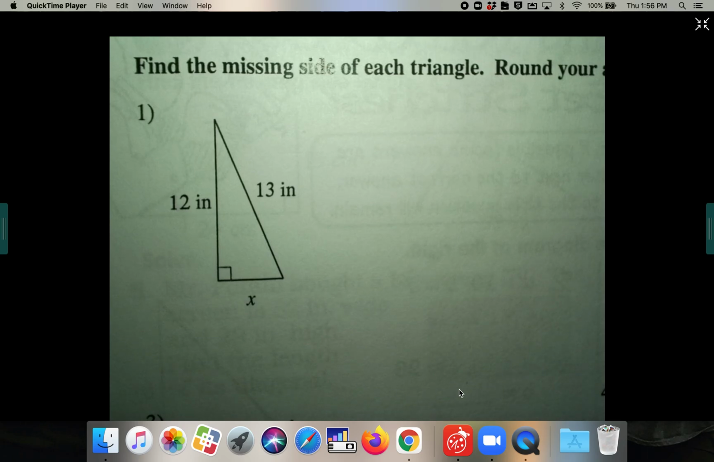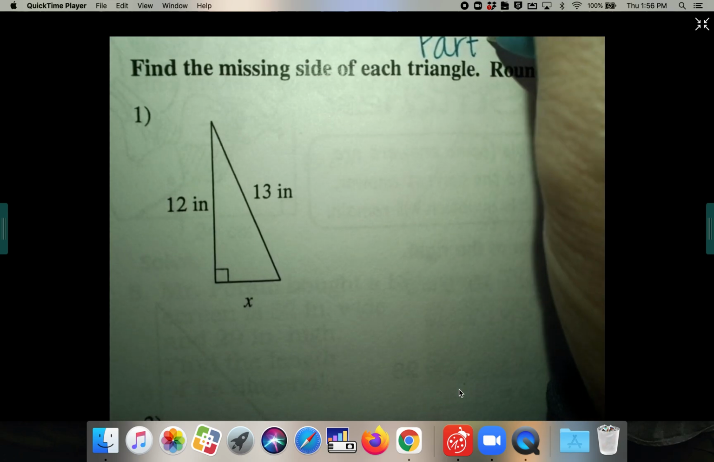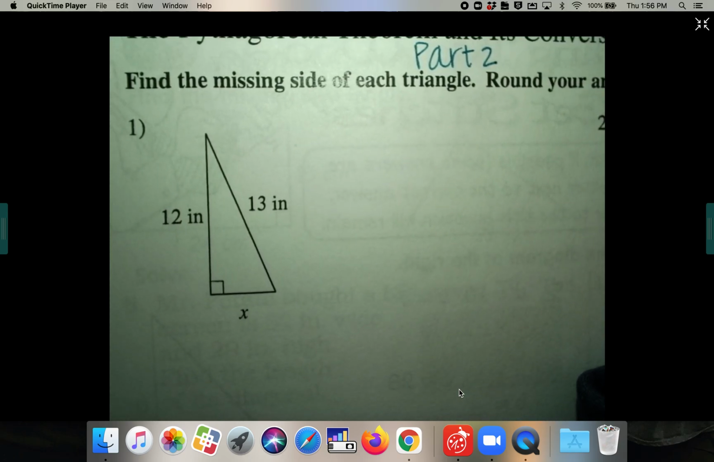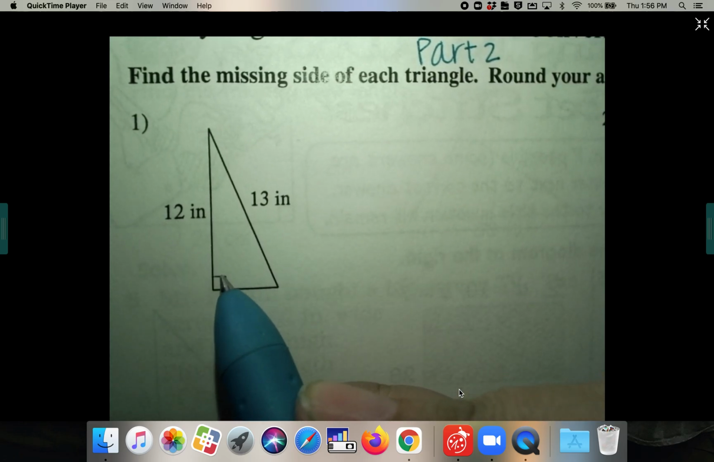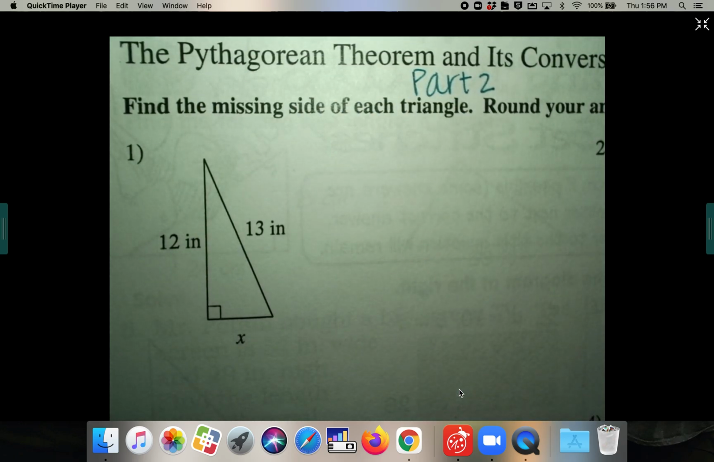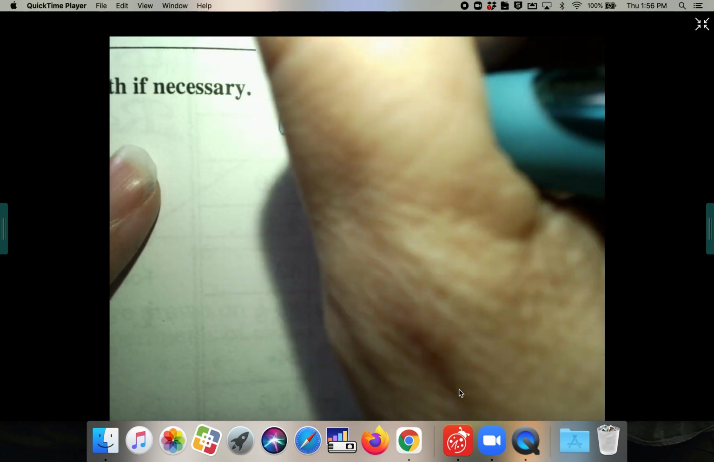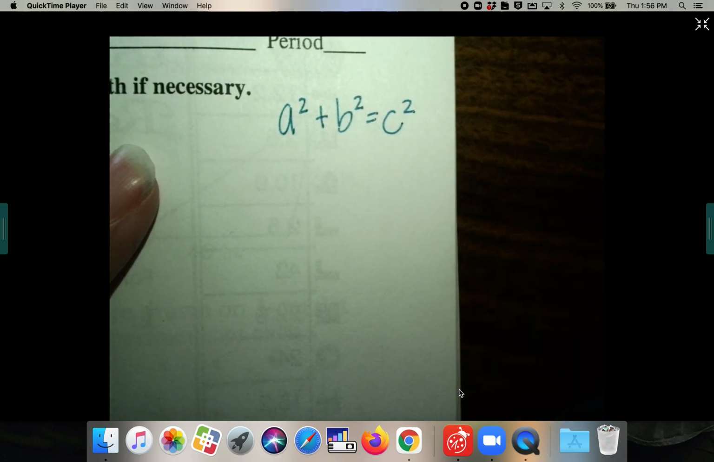Okay, this is part 2 of the beginning of chapter 8 in geometry. We are still talking about simplifying radicals, but now we're going to throw it into right triangles. Let me remind you of something called the Pythagorean Theorem. Somewhere off to the side of your paper, let's review it. It is a squared plus b squared equals c squared.